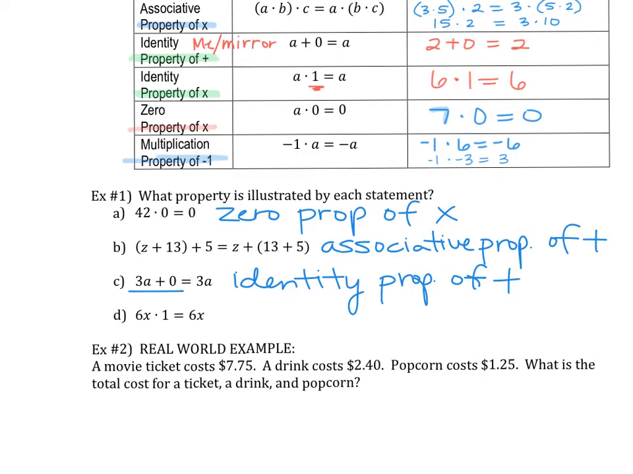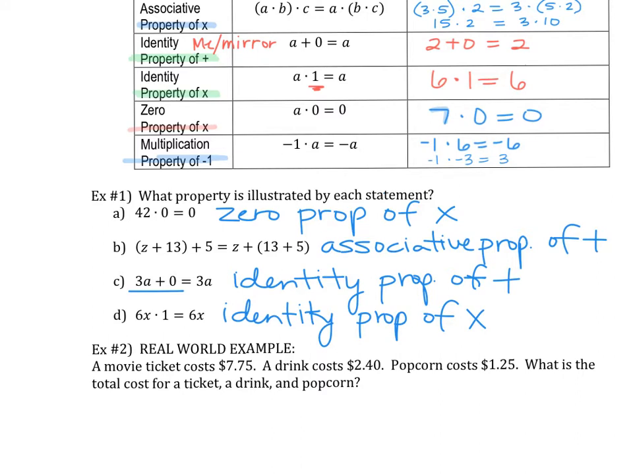How about D? 6x times 1 equals 6x. That's identity of multiplication instead. So this is the identity property of multiplication. Okay, so that's just a few of them. There are plenty more properties that we learned. You should be able to identify all of them, and you'll see them in the homework. So just see if you can figure that out.